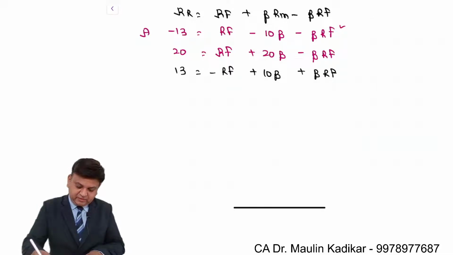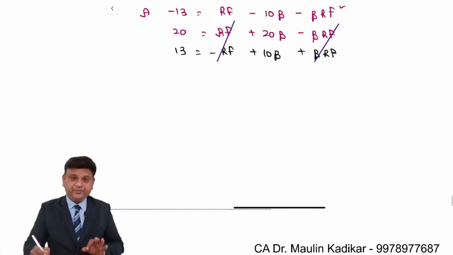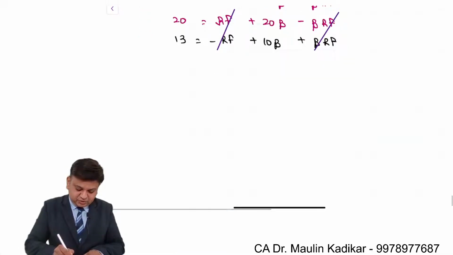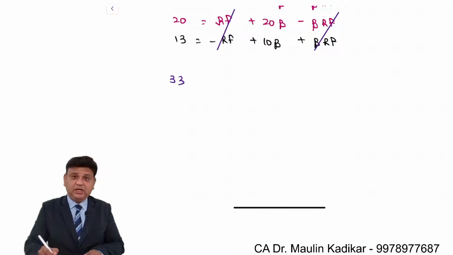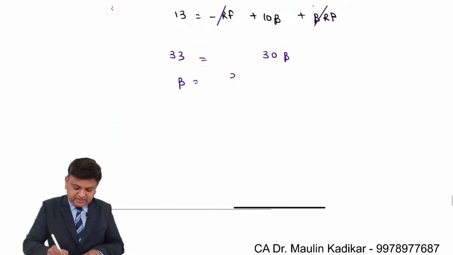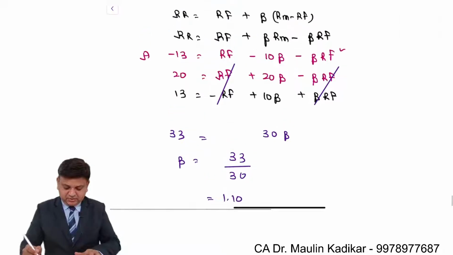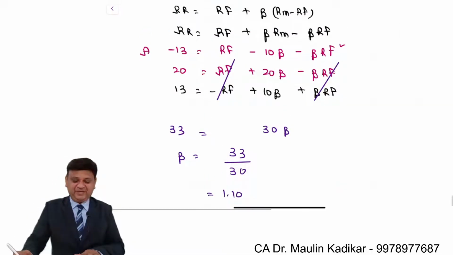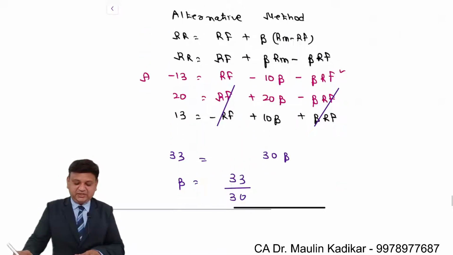Okay. So now what will happen? We will eliminate the common values. So these two will be eliminated, these two will be eliminated. So 20 and 13 that comes to 33. We'll add both of them, 20 plus 10 that comes to 30 beta. Remaining are cancelled. So beta is equal to 33 upon 30. That comes to 1.10. This is the detailed working to compute the beta for the security A.